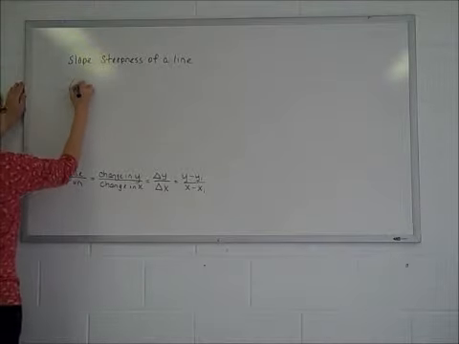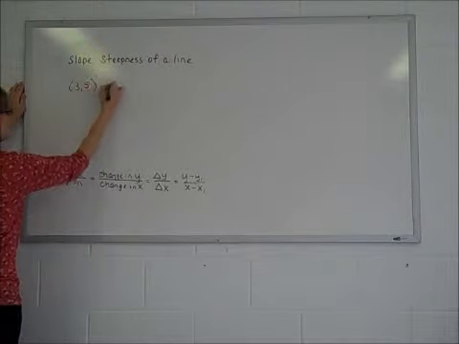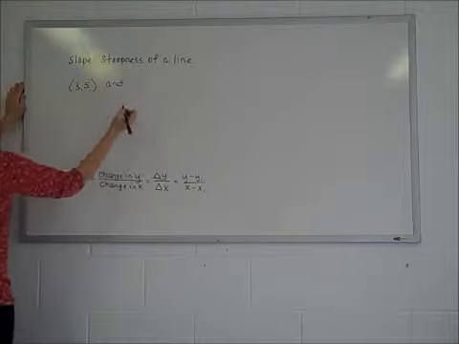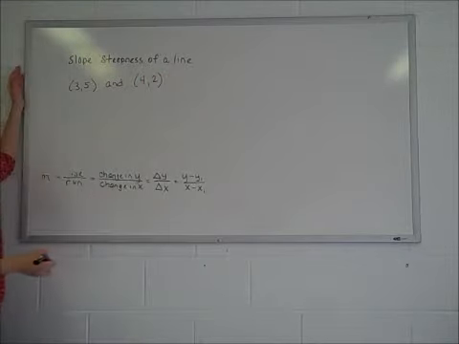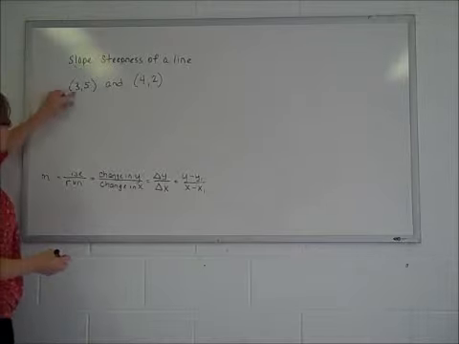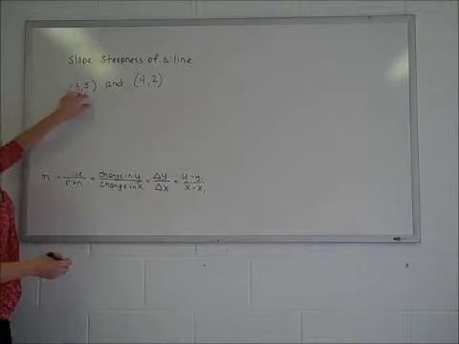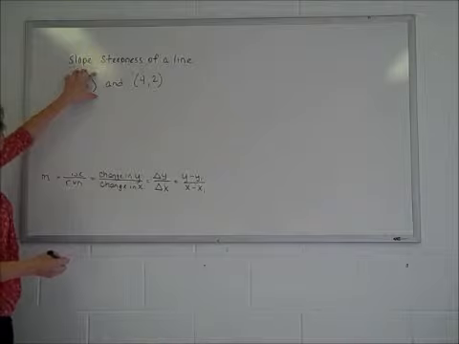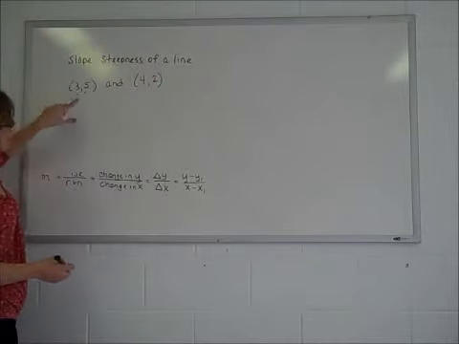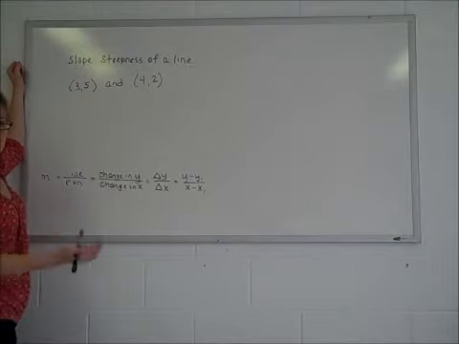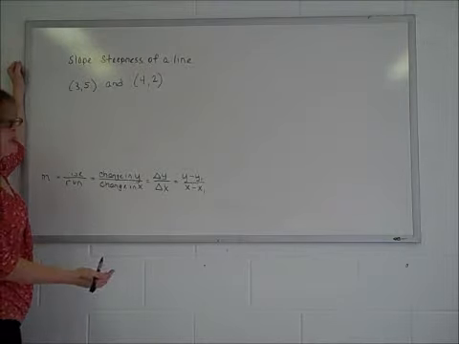So given the points (3, 5) and (4, 2), we need to find the slope. It doesn't matter which of the points that we start with. If we want to start with this point, we can. If we want to start with this point, we can. But whichever y value we choose to be our first value, the x must correspond as well.